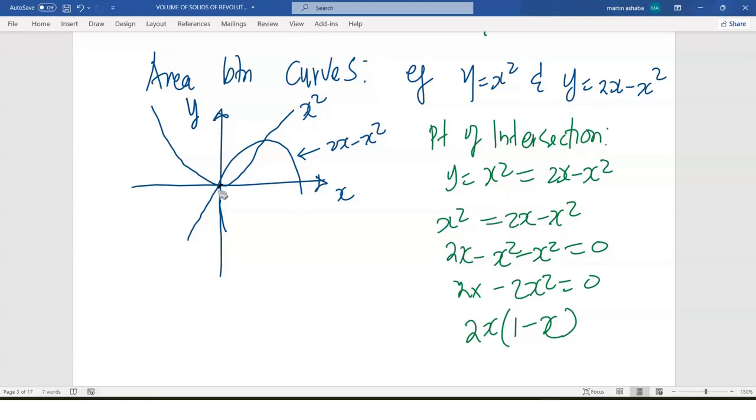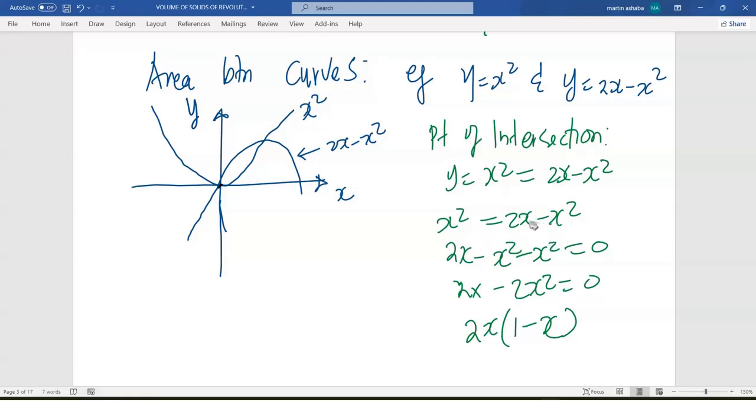The y value for this curve here is the same as the y value for this curve. That's what I'm talking about. And therefore, if I equate the two, I'll have x squared is equal to 2x minus x squared.